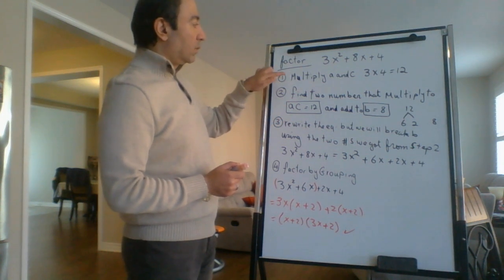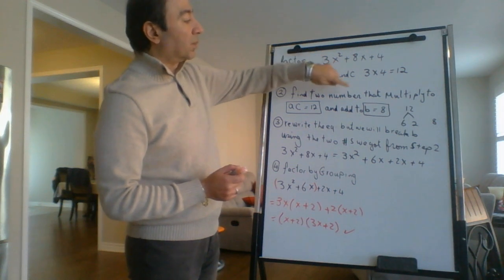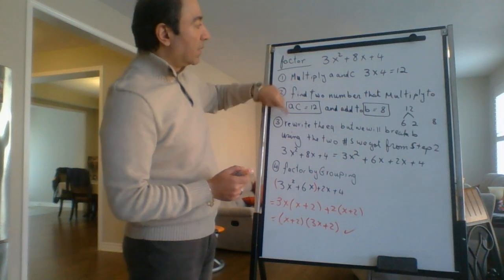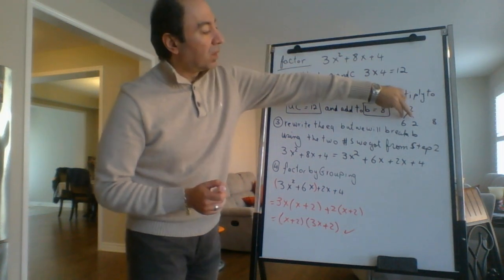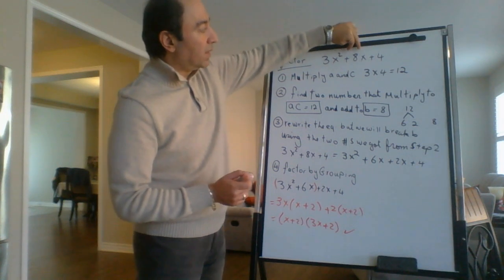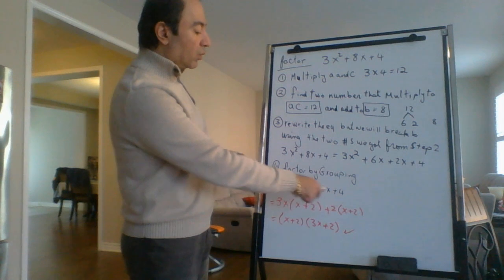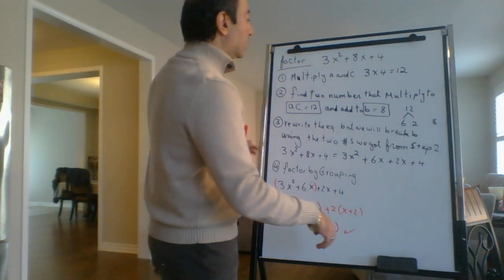So the first step, we're gonna multiply a and c. Second step, we're gonna find two numbers that multiply to a times c, and add to b. Then we're gonna rewrite this, and instead of the middle term, we're gonna use the two numbers. So 8x will be written as 6x plus 2x. Then we group as we have done. Okay? Now I'm going to give you some examples.